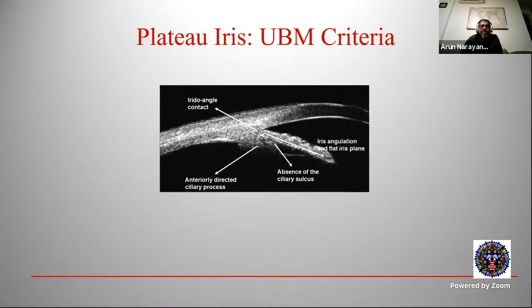Plateau iris received much more structure when we had a visual inspection of what is really going on behind the iris. Plateau iris had better definition criteria with the advent of UBM, like you see in this image here: the closure of the angle, the absence of the iridociliary sulcus, and the anteriorly rotated ciliary process. All of these components together are definitive of a plateau iris. A lot of times, expert gonioscopy can give you this information, but many times it's hard to infer because the angle can remain crowded for many reasons.